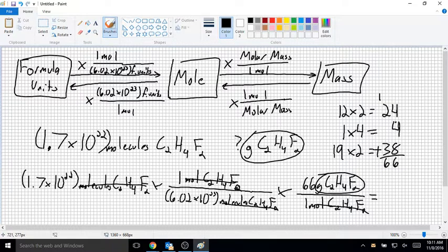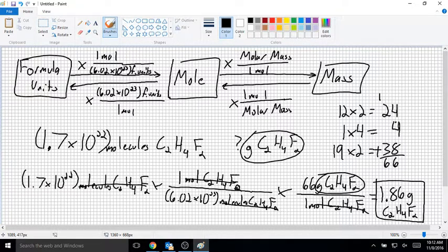So now I just need to do the math. When I start with this, I'm going to start with 1.7 times 10 to the 22nd. Making sure I keep those parentheses there. And that's 6.02 times 10 to the 23rd on the bottom, so we're dividing by parentheses 6.02 times 10 raised to the 23rd power, closing parentheses. And we're timesing it by 66 grams because that's on top. And the answer I get is 1.86 grams C2H4F2.